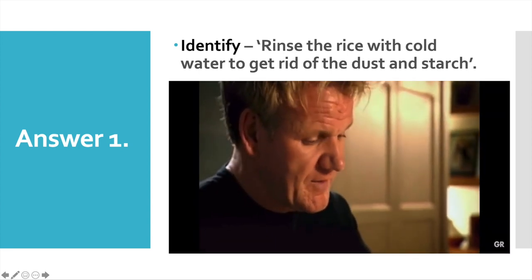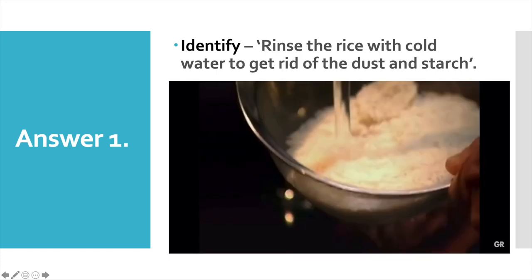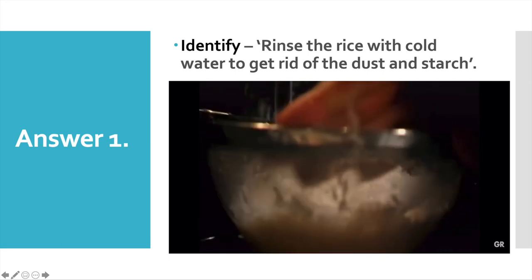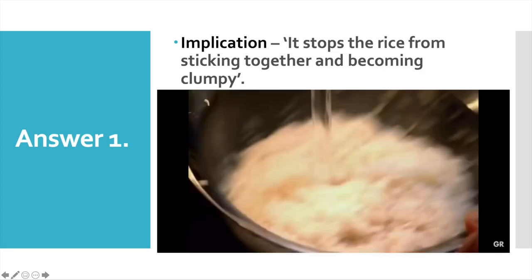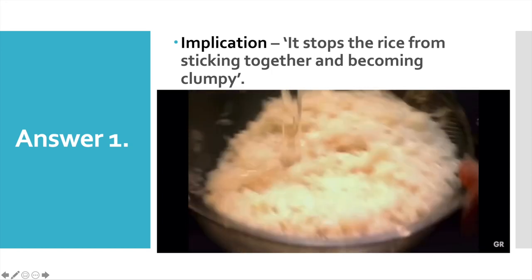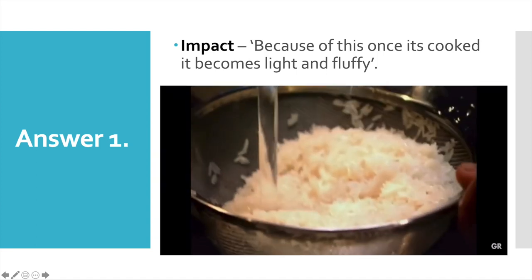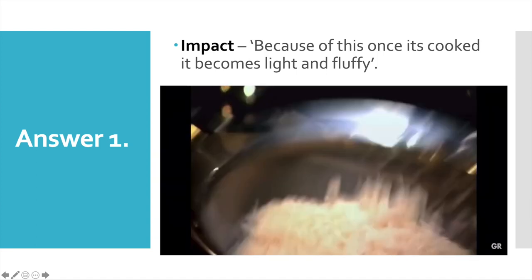So what I'm going to do now is just rinse off the dust and the starch. Cold water, always. That stops the rice from becoming clumpy in the pan. And allows it to become really nice, light and fluffy once it's cooked.